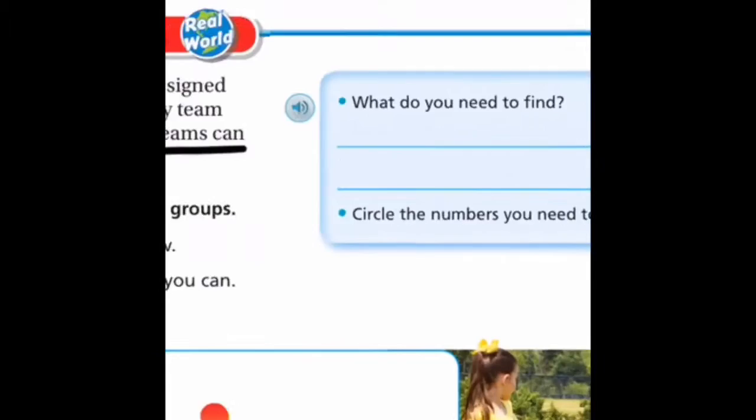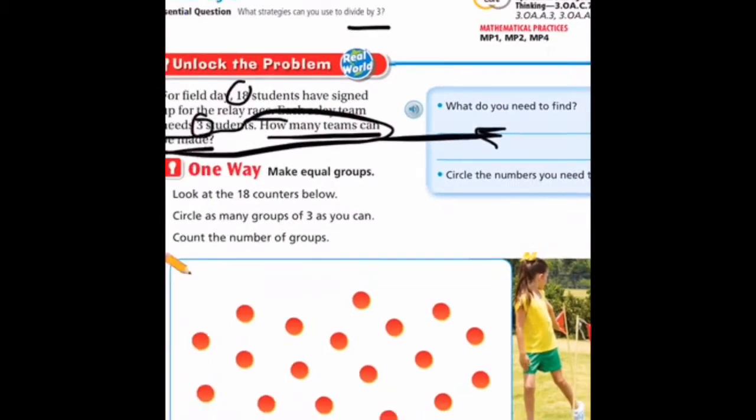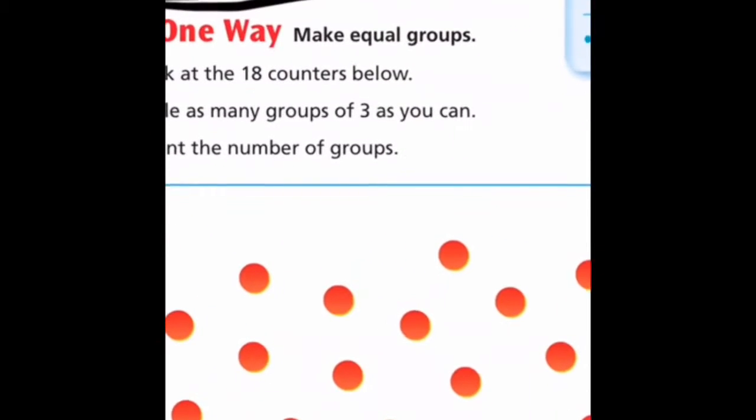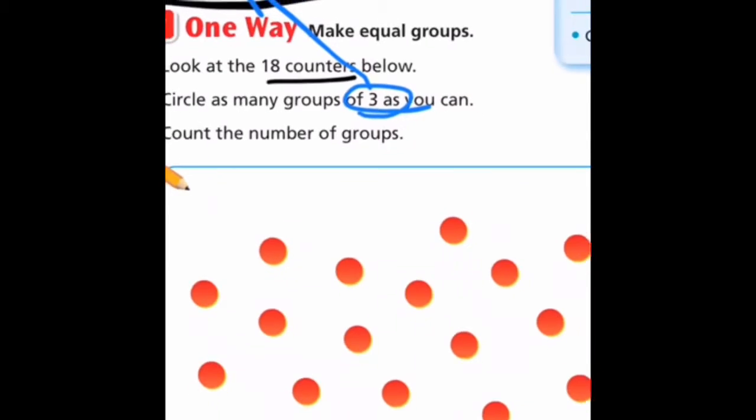So what do we need to find? By now we know we can circle the question and just draw an arrow. And it says circle the numbers you need to use, and I already did that for us. So one way is to make 18 counters because we have 18 students, and then circle as many groups of 3 as you can because there are 3 students on each team, and then you count the number of groups.